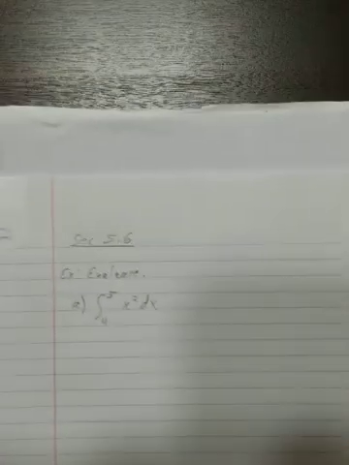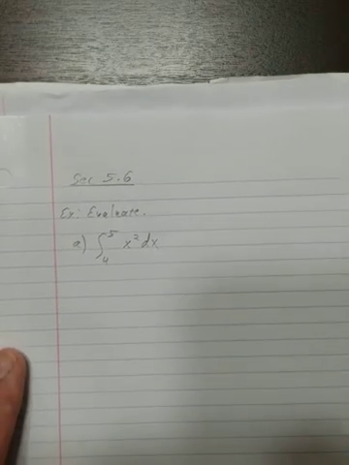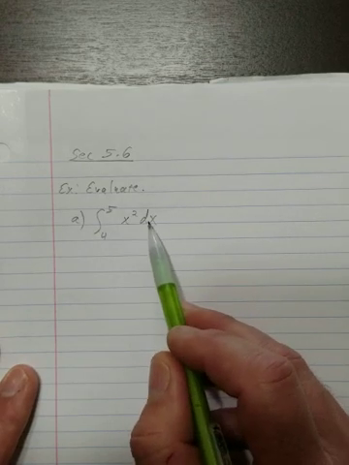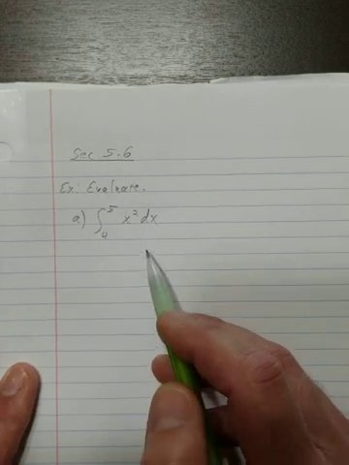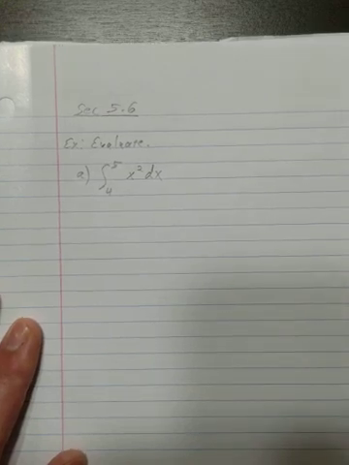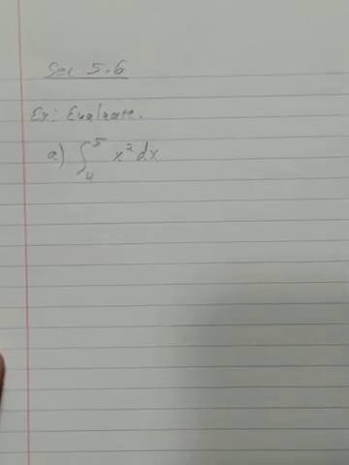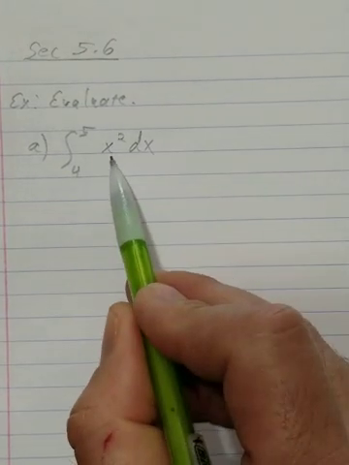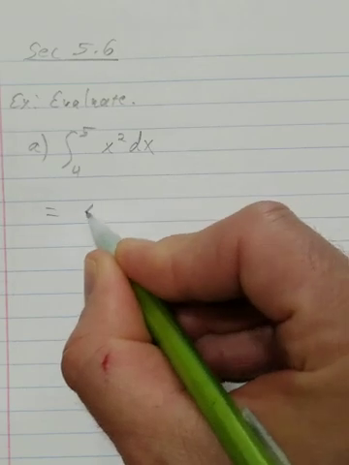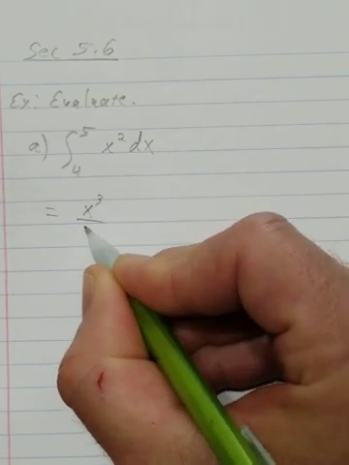Let's practice. Let's suppose for our first example we have: evaluate the integral from 4 to 5 of x squared dx. And let's use the fundamental theorem of calculus, part 1 here. So how do we do this? It says let's find an antiderivative of this integrand. An antiderivative of the integrand is x cubed over 3.